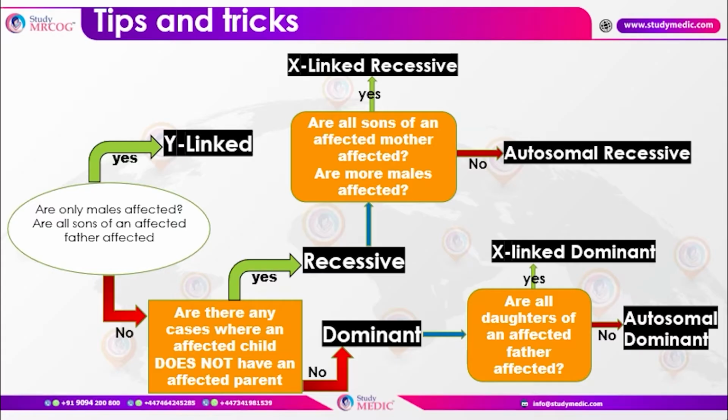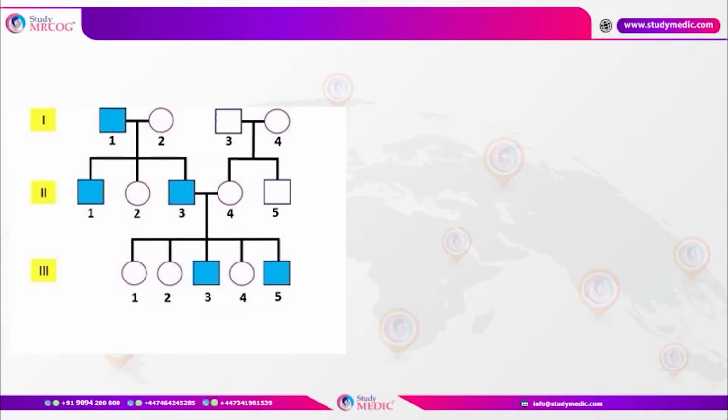Now let us put these tips and tricks to some practical pedigrees, and then we will understand the concepts a little better. So let's solve a few charts using these tips. The first question, and it is very important to remember that we go in order and not jump to conclusions simply by looking at the chart.